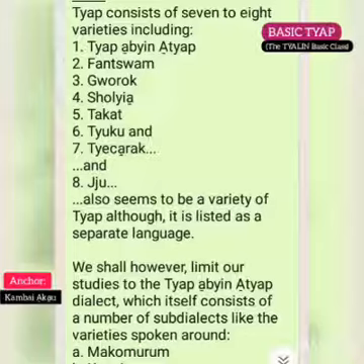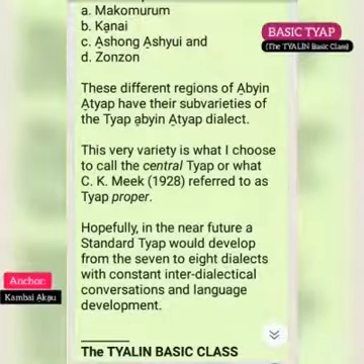We shall, however, limit our studies to the Tyap, Tyap dialect, which itself consists of a number of sub-dialects, like the variety spoken around the Makomorum and around Kanai and around Oshongashui and around Zonzon. So these different regions of Tyap have their sub varieties of the Tyap, Tyap dialect.